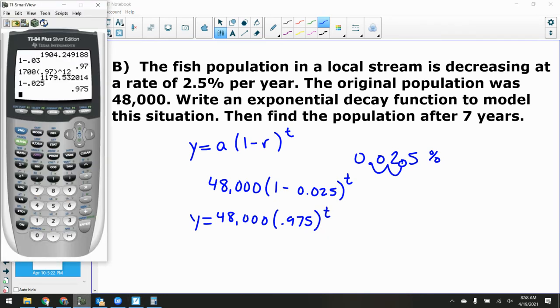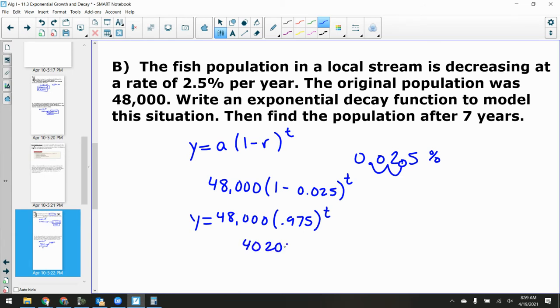And now we're going to say 48,000 times 0.975 raised to the 7th power, for 7 years. That gives 40,204.4.